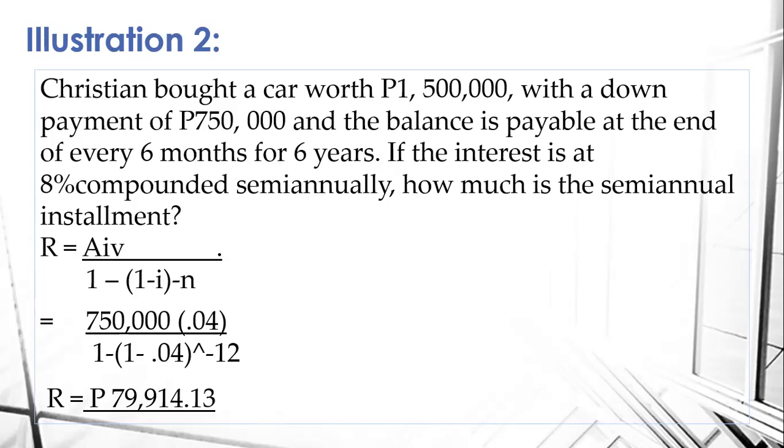Tapos 750,000 multiplied by 0.04, compounded semi-annually siya, so 0.04 ang gamitin mo kay half a year lang siya. Then divide by 1 minus 1.04 raised to the power of negative 12. Nakuha ang negative 12 is 6 years times 2 kay semi-annually. So 12, then is equals to 79,914.13. Tanaw ta sa table.